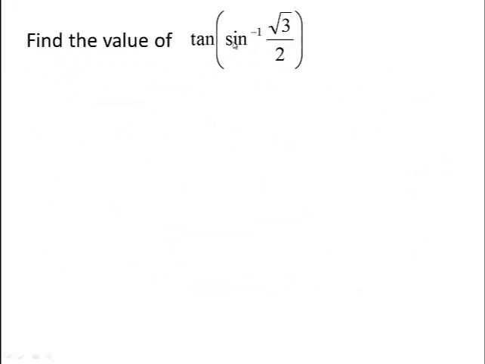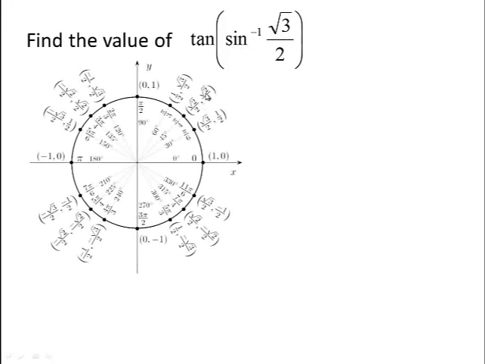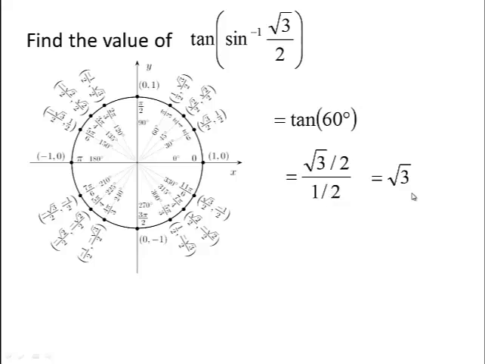Find the value of tangent of arc sine of rad 3 over 2. The unit circle says the arc sine of rad 3 over 2 is 60 degrees. And the tangent of 60 degrees would be sine over cosine, and these two denominators cancel, so you get rad 3 over 1.